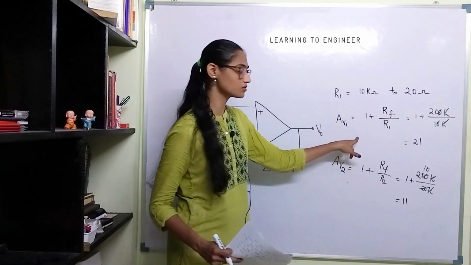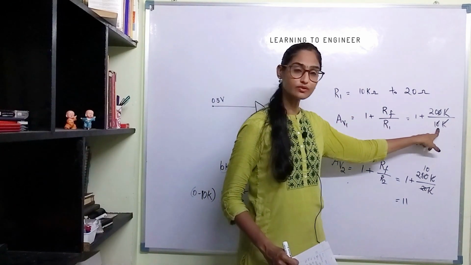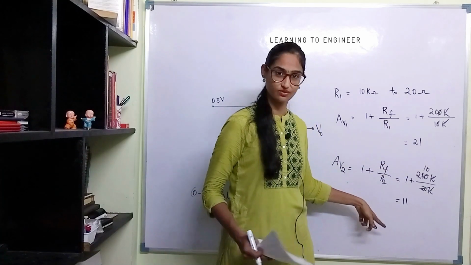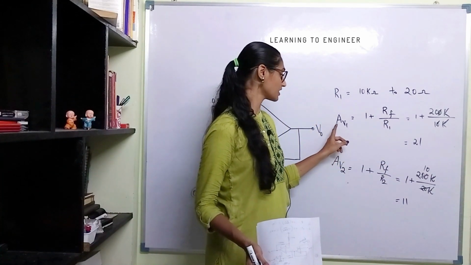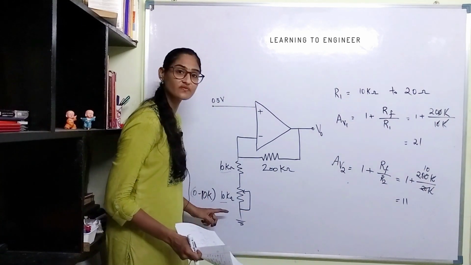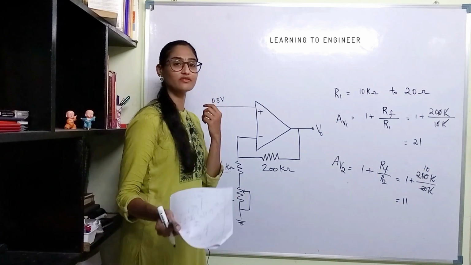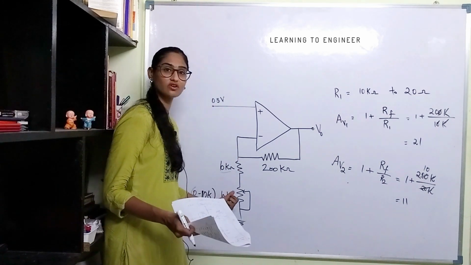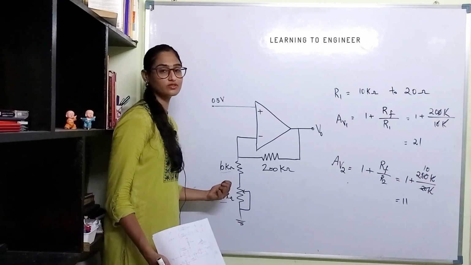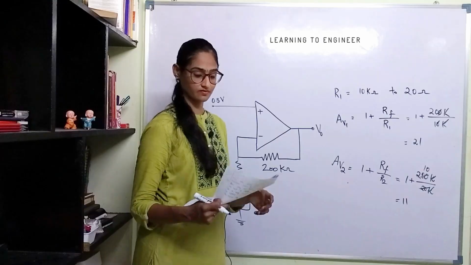Now we have understood one more concept here, that when the input resistance increases from 10 to 20, the gain reduces. So the gain ranges from 11 to 21 based on the value of this input resistor. So if you want a higher amplification, the volume control or the amplification control is placed at the input resistor. Okay, now we will solve another problem.